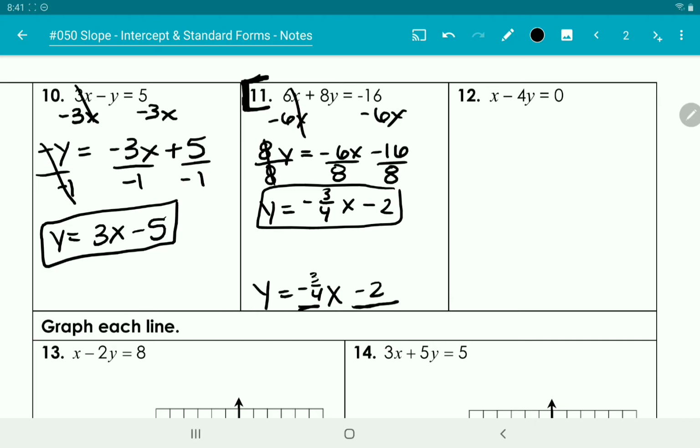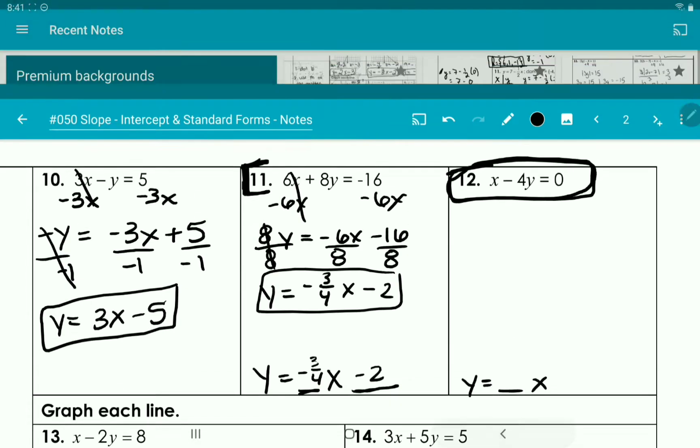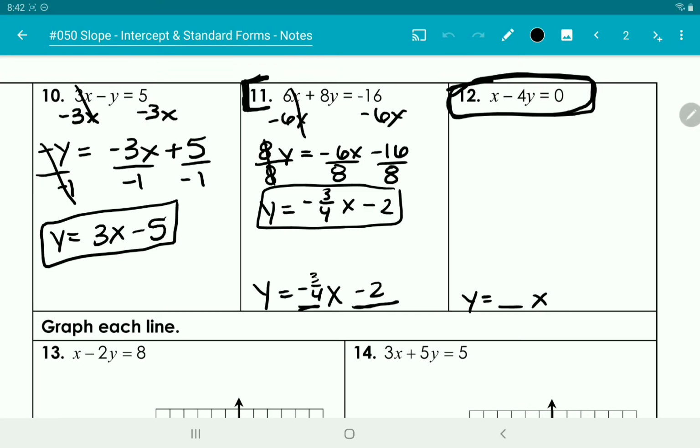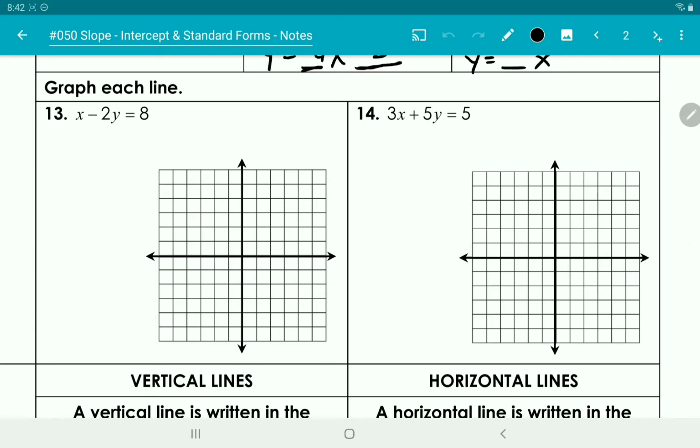Okay, now I want you to try 12 on your own, except I'm not going to show you what the answer is. Okay, just realize that y equals something times x plus or minus something else, and sometimes you could have +0 and not have anything over here, and that's what it's going to be in this case. So in this case, you're just going to have y equals something times x.